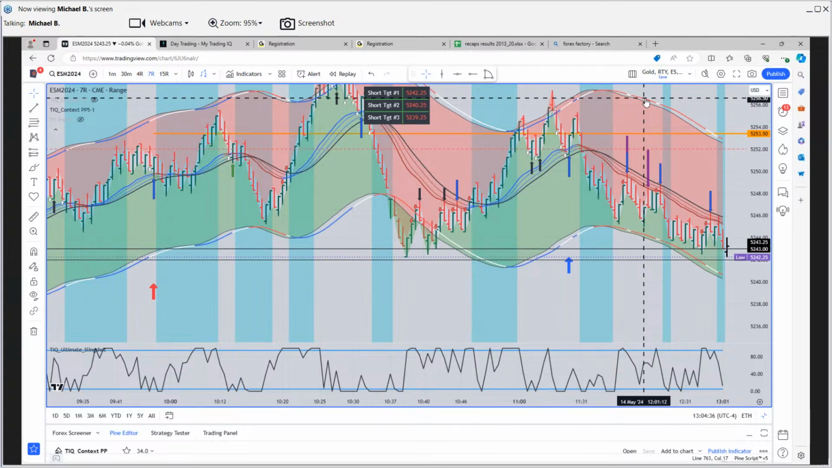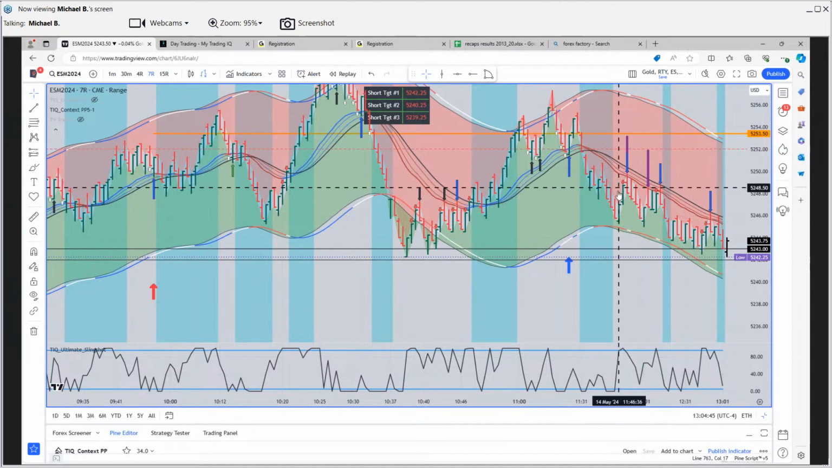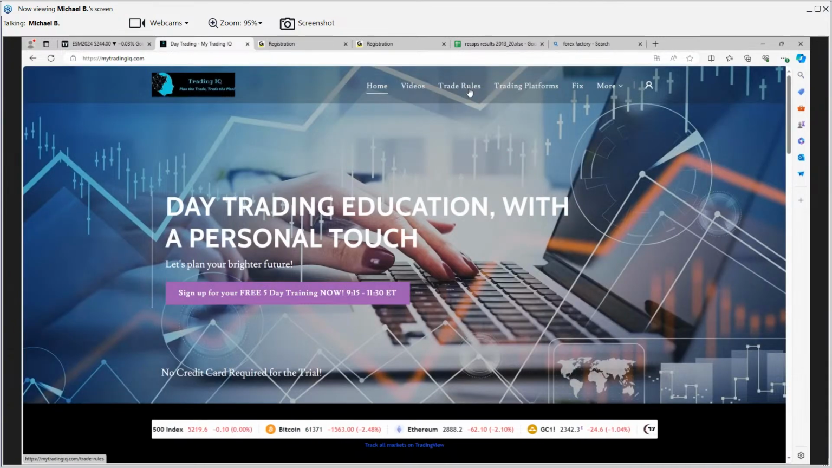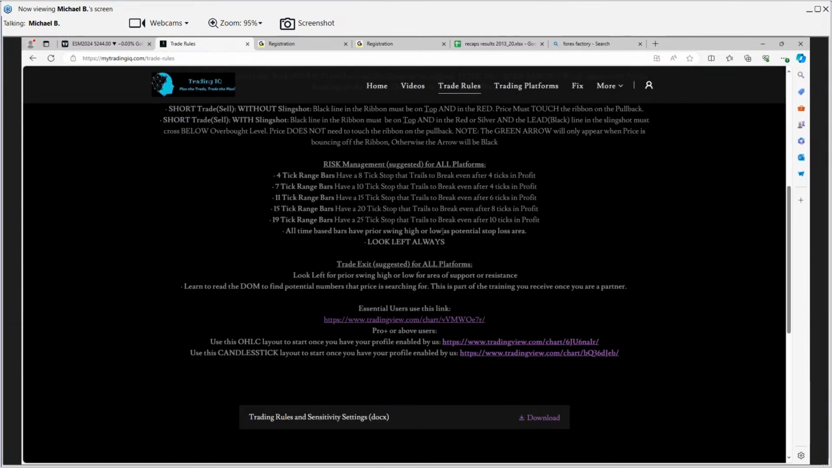Okay, "Size moving to break even after 8 ticks for the NQ. Are there any guidelines for trailing the stop and locking in profit?" That's a fair question, Joseph. First, let me answer your question by going over here to the trade rules page. Now, there's going to be something else in Thursday's lesson plan that's going to help you with this. It's down here, right here, the trade exit, right?